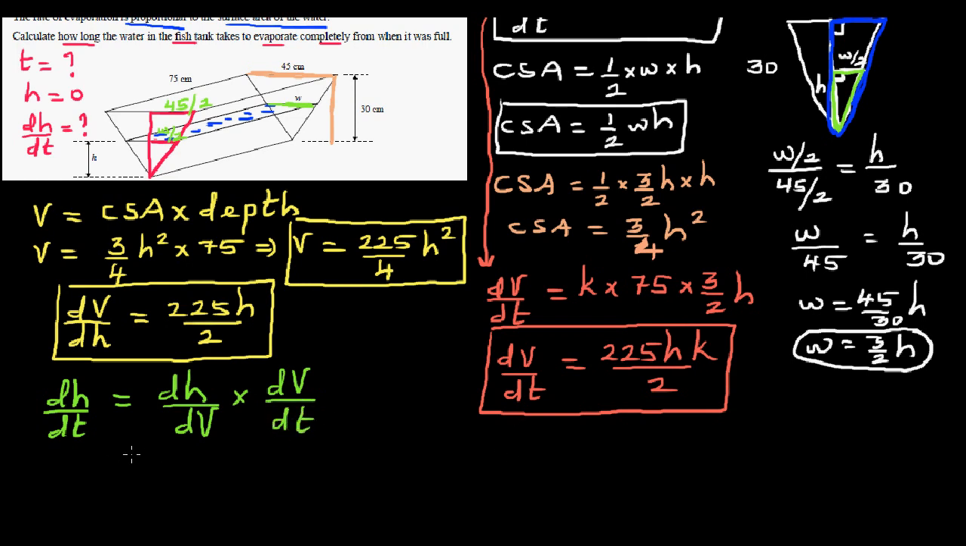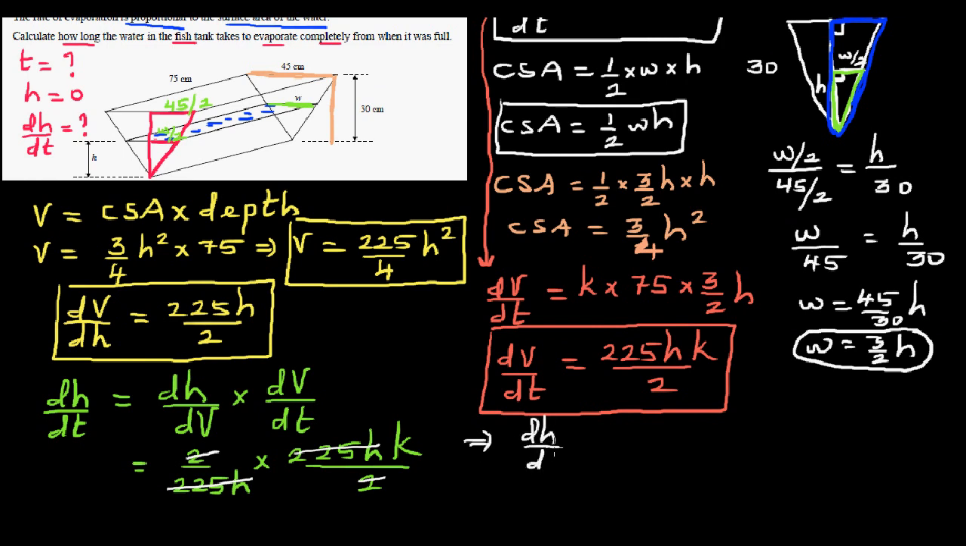So let's substitute. What is dh by dv? This is the reciprocal of this, so this will be 2 over 225 h, times dv by dt as it is, this will be 225 h k divided by 2. So what gets cancelled? Everything gets cancelled. 225 h gets cancelled, 2 and 2 gets cancelled. So this implies dh by dt is constant.